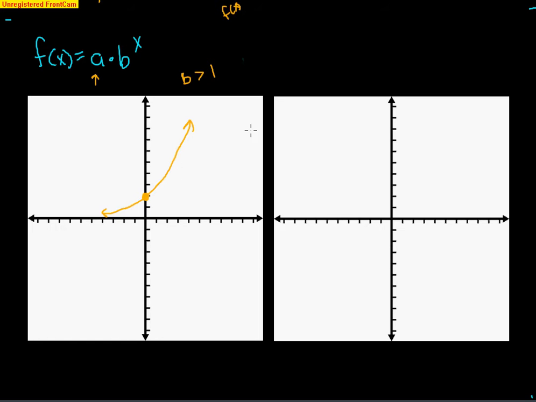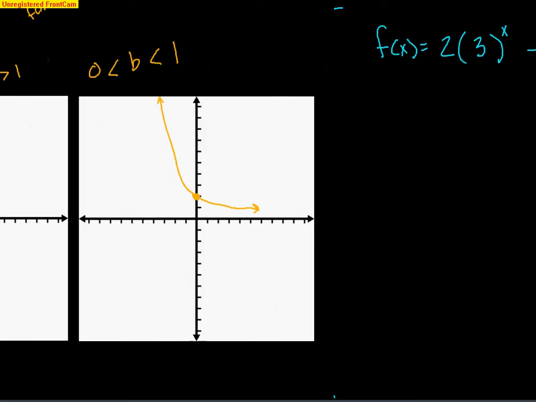Very, very simple, easy. If your b value is less than 1, but still greater than 0, because remember our base has to be positive, we're going to get a graph that does the opposite. It's still going to cross the y-axis at whatever your initial a value is, but now on the left-hand side it's going up, and as we go to the right, the graph is going towards 0. So I did a pretty bad job graphing those things, but you get the general idea of what's happening.